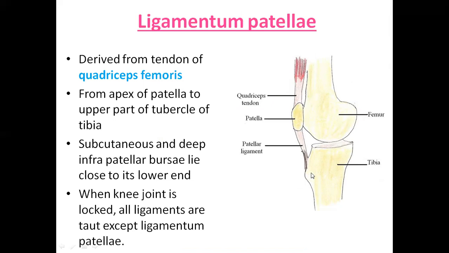It is subcutaneous and deep infrapatellar bursa lies close to its lower end. That means just below this we have the infrapatellar bursa. When knee joint is locked, all ligaments are taut except ligamentum patellae.